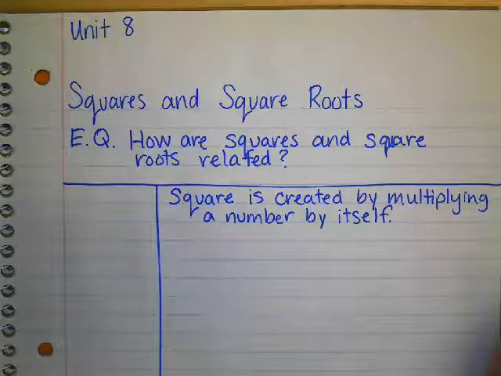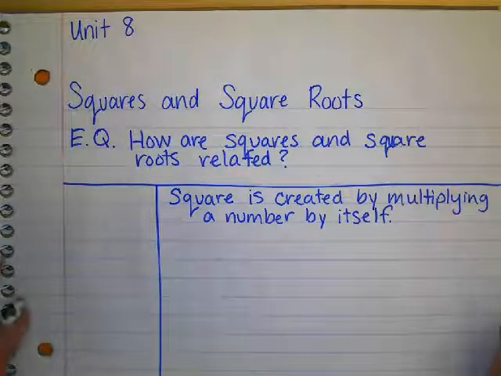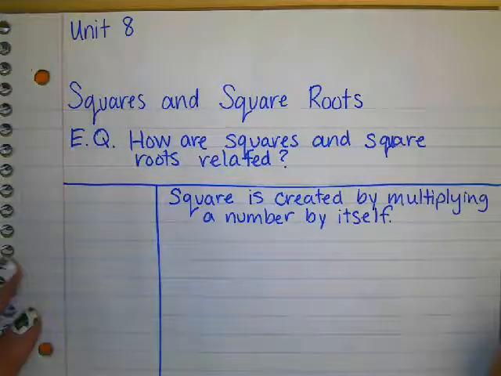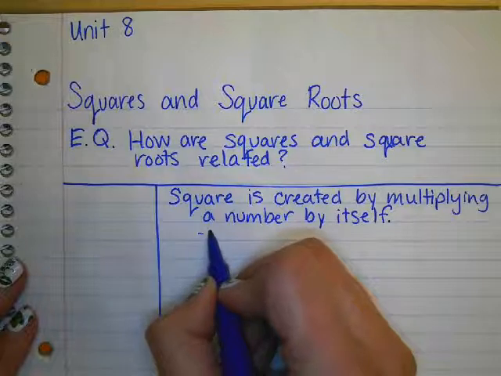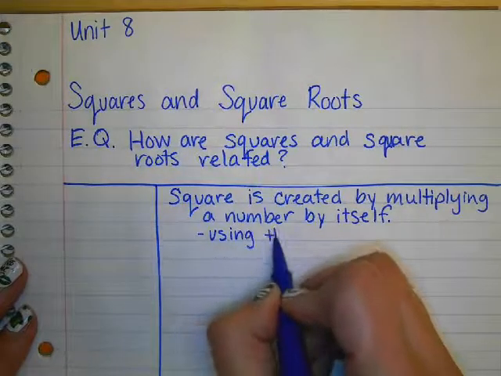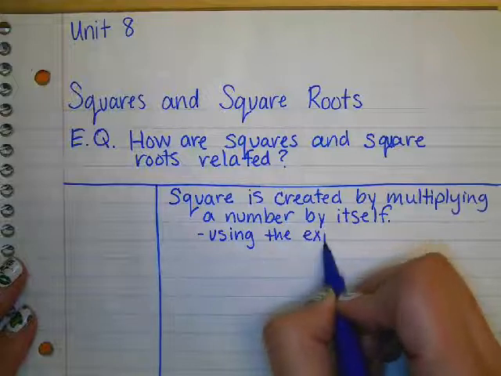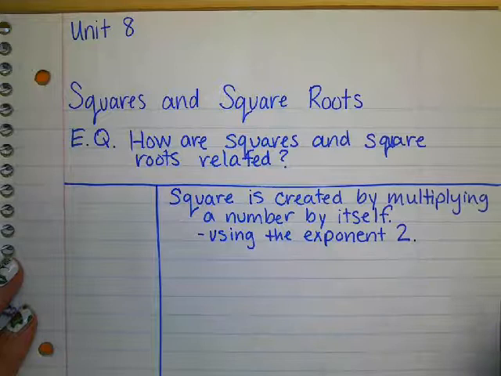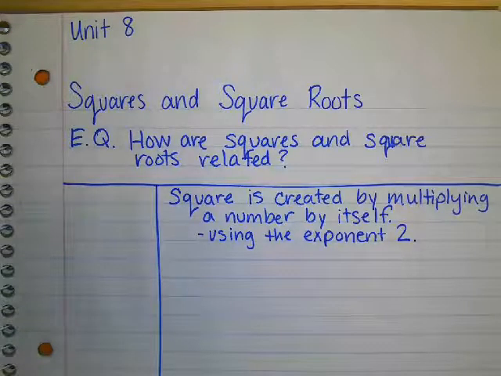Now in the last unit, we talked about exponents. So we know that to take the square of something, we are using the exponent 2. We're raising something to the second power, raising it by the exponent 2.